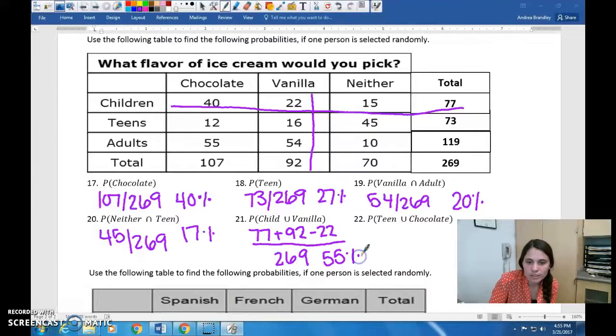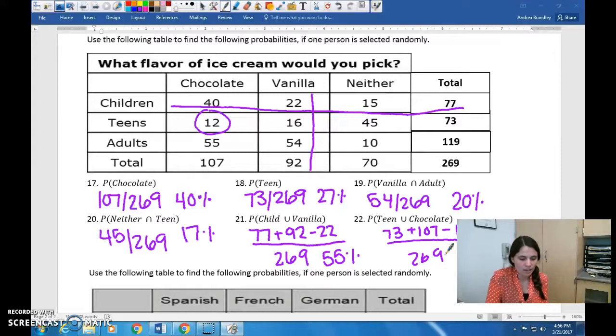And then 22 is the same idea, teen or chocolate. So I have a total of 73 teens plus 107 who like chocolate. And then minus, if I look at the teens row in the chocolate column, this is the number that got counted twice. And then I divide that by 269. So again, in a calculator, 73 plus 107 minus 12 divided by 269 is 62%.